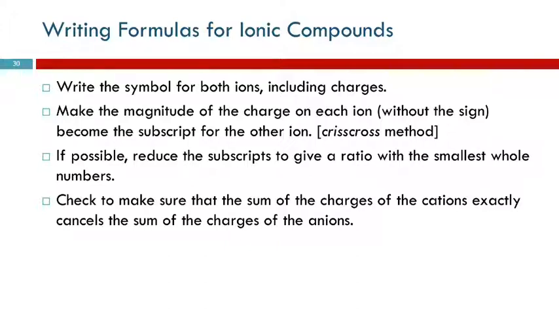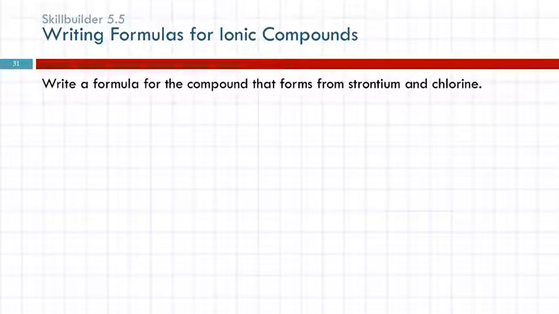And then what we need to do is what's called the crisscross method. So take the magnitude of the charge on each ion, and that becomes the subscript for the other ion. And then you need to check and see if you can reduce those subscripts to a lower ratio. And then you should always check to see that the sum of the charges of the cations exactly cancels the sum of the charges of the anions.